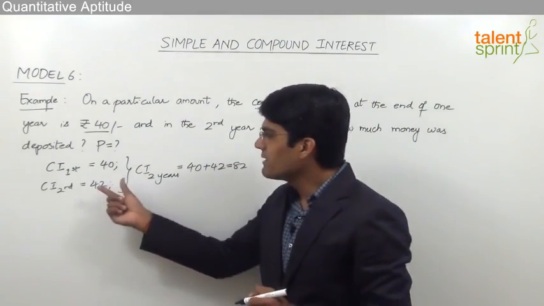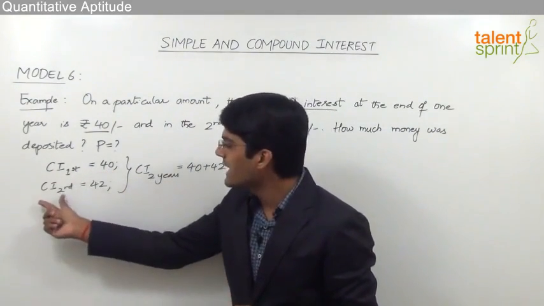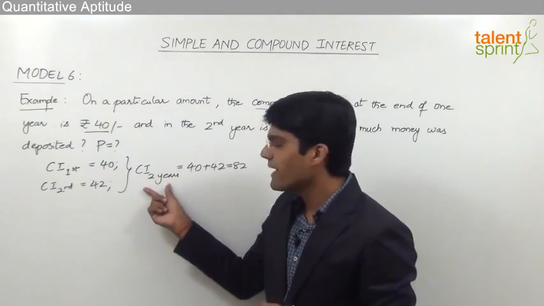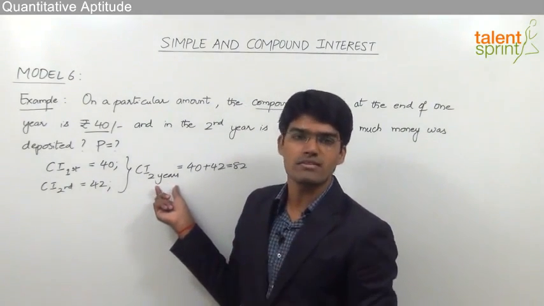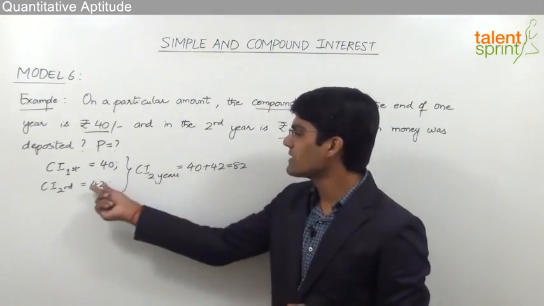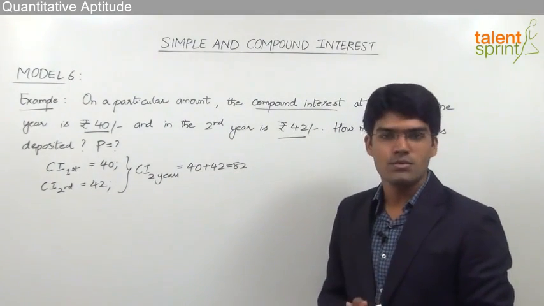Let me repeat it once again. For the first year it is 40 and for the second year it is 42. We are trying to find out the compound interest that is earned in 2 years together. So for the first year 40 plus second year 42, the total would be 82 rupees.